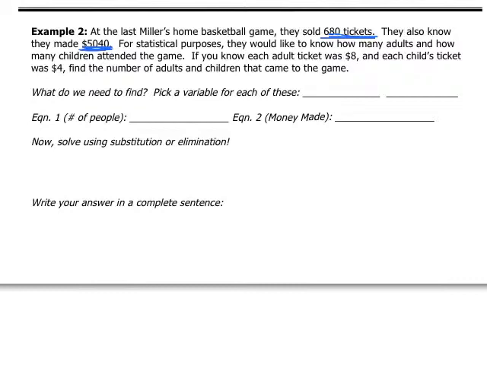So it says, for statistical purposes, they would like to know how many adults and how many children attended the game. If you know each adult ticket was $8, so that's important. So adult tickets are $8, and each child's ticket was $4. Find the number. So now it's telling me what to do. Find the number of adult and children tickets that came to the game.